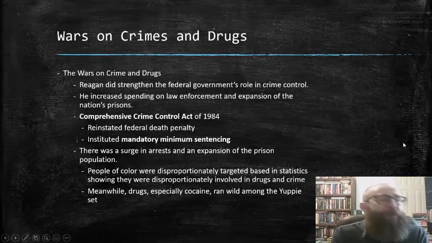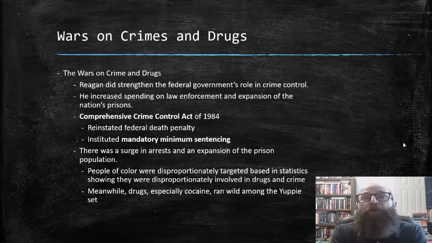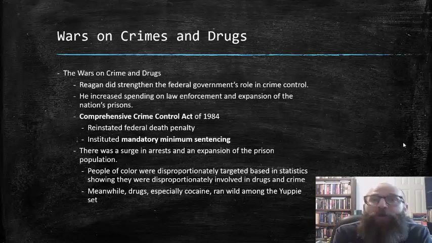The Reagan administration and conservatives in general saw issues of crime and rampant drug use as two of the most significant social ills in the United States in this period, and they greatly ramped up the war on crime and the war on drugs that was really first initiated by President Nixon in the early 1970s. And Reagan, despite his conservative foundations, did strengthen the federal government's role in crime control. He increased spending on law enforcement and expansion of the nation's prisons.